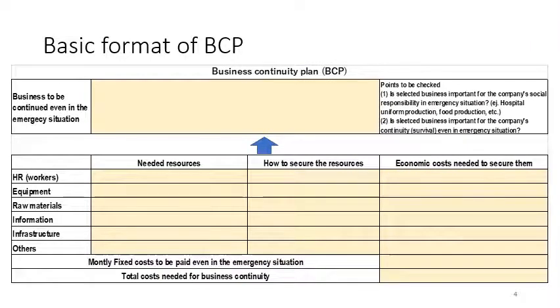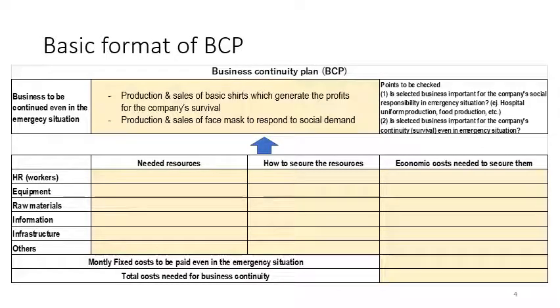Now, an example of BCP (Business Continuity Plan) is being presented. As presented in the previous slide, it is important to identify projects to be operated even in the emergency situation for preparing the BCP. Supposing that the company wants to continue the production of shirts and developing business of face masks, the company needs 5 production workers and raw material for these products.